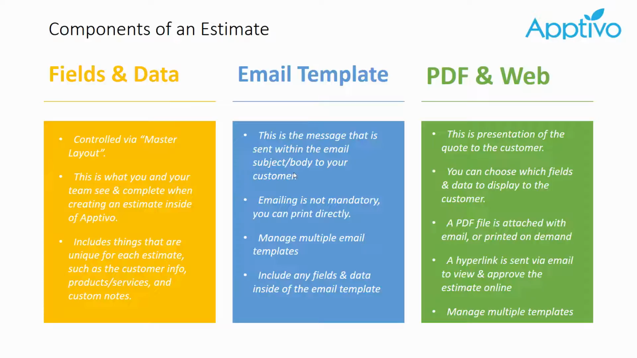So there's the email message, and then the last part is really kind of the bulk of it, which is the PDF and the web layout. So you also see it referred to as the print web layout inside of the app itself. And this is like the true presentation to the customer. So think of it as the fields and data. The print and web layout is naturally very similar to the fields and data, but it's kind of a limited version. So just think you have the ability to show everything that you've inputted in this main area.